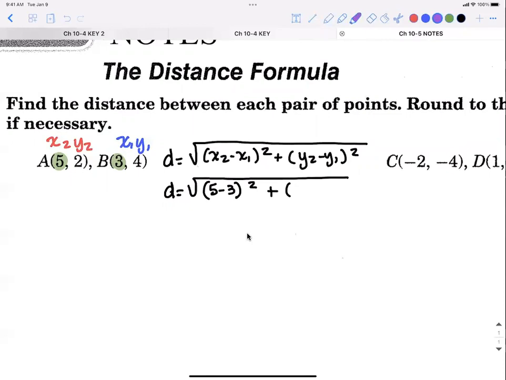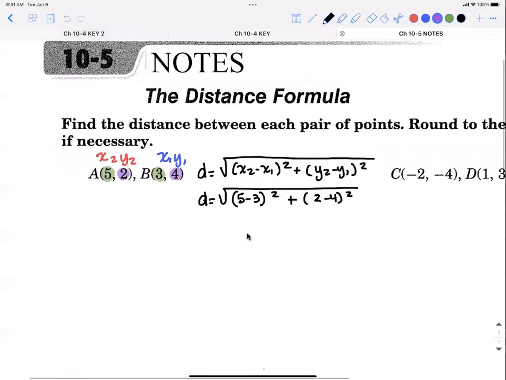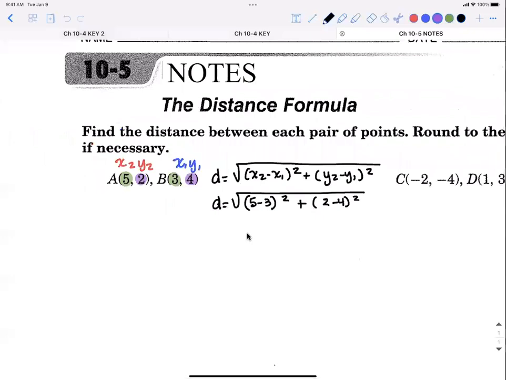And now I'm going to do the same thing with my y's. I've got a y here and a y here, and it's y2 minus y1. So I've got to keep my order the same as my x's. I did x2 minus x1. Now I have to do y2 minus y1. And that's why ordering them matters. So we're going to do 2 minus 4, and we're going to square that. Now, that's just the plugging in part. This is what's really important. Write this off to the side. This is going to make or break your answer.